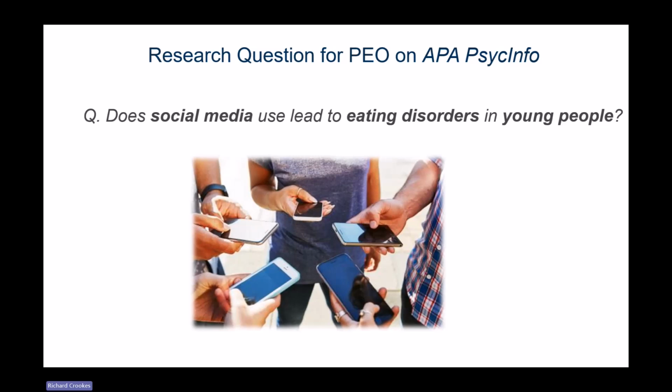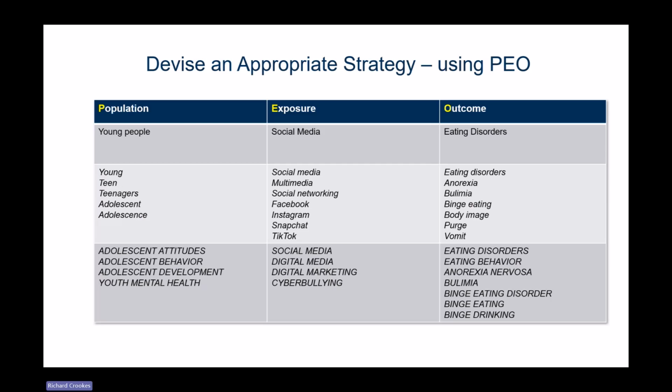So I'm already highlighting terms that I feel we need to utilize to run the search in this database. So social media, of course, eating disorders, and obviously we have a population group of young people. So essentially then, PEO is this framework. So it's kind of like an abbreviated PEO framework. Population, so we have young people, of course.